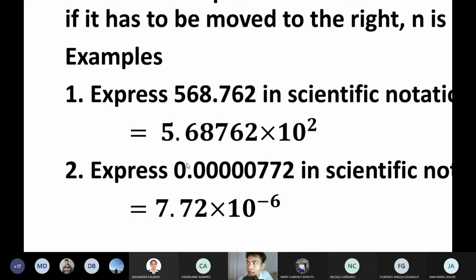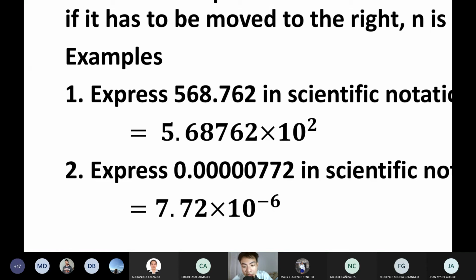Okay. So, ganun. Kailangan yung number natin ay greater than 1, or at least 1 or above, basta less than 10. Kaso ito, this is less than 1. So, ano gagawin ko? I will move my decimal point where? To the right. To the right, ha? Kasi andun yung whole numbers. So, urong ko dun yung decimal point.